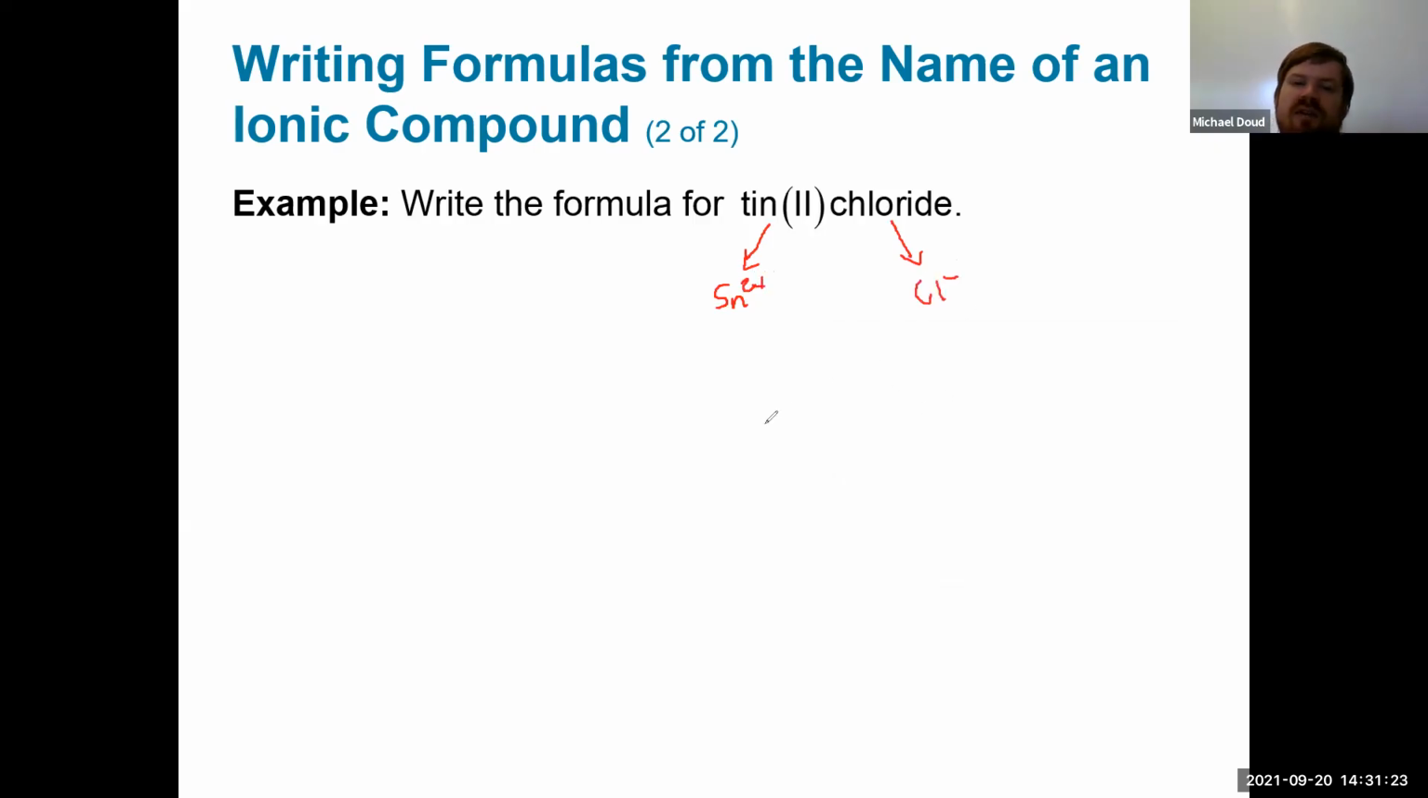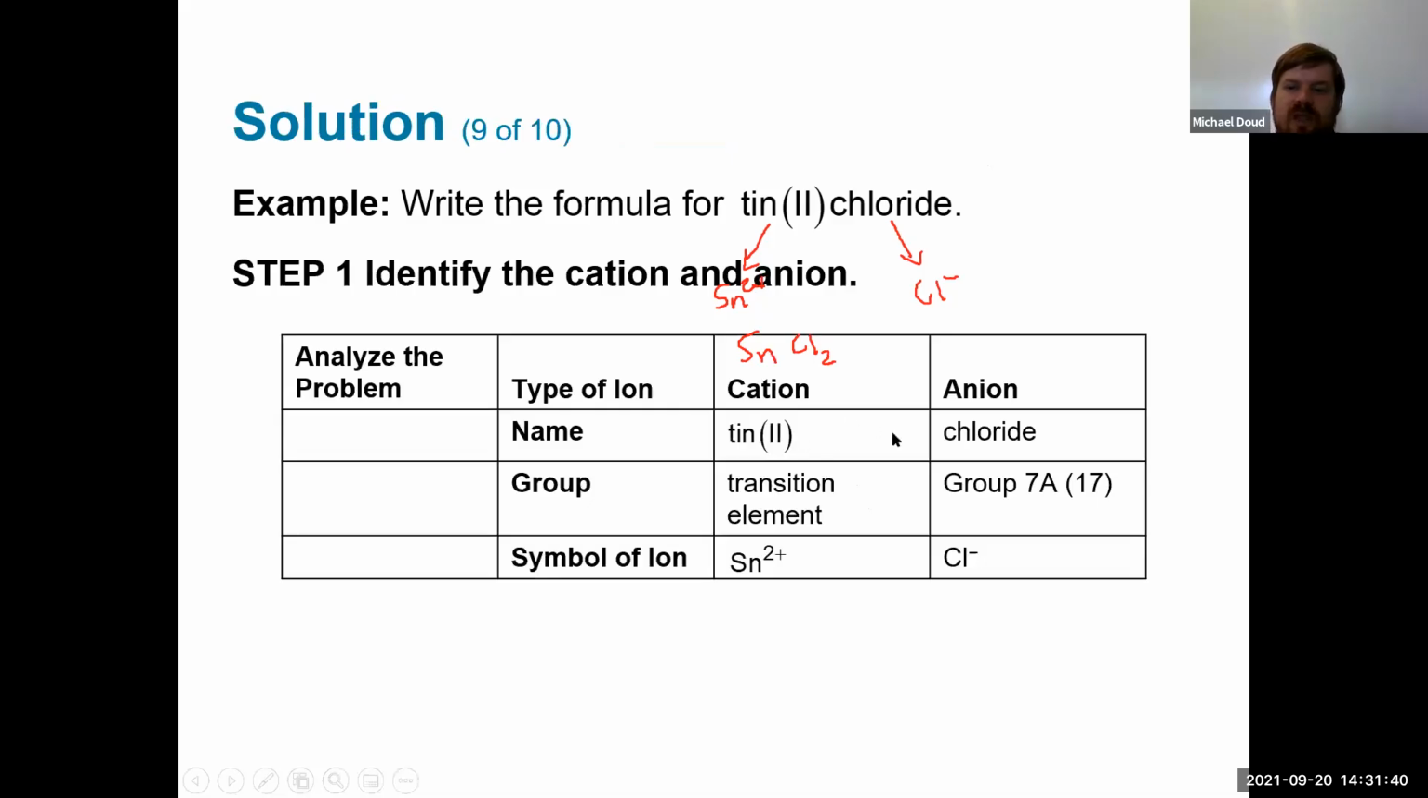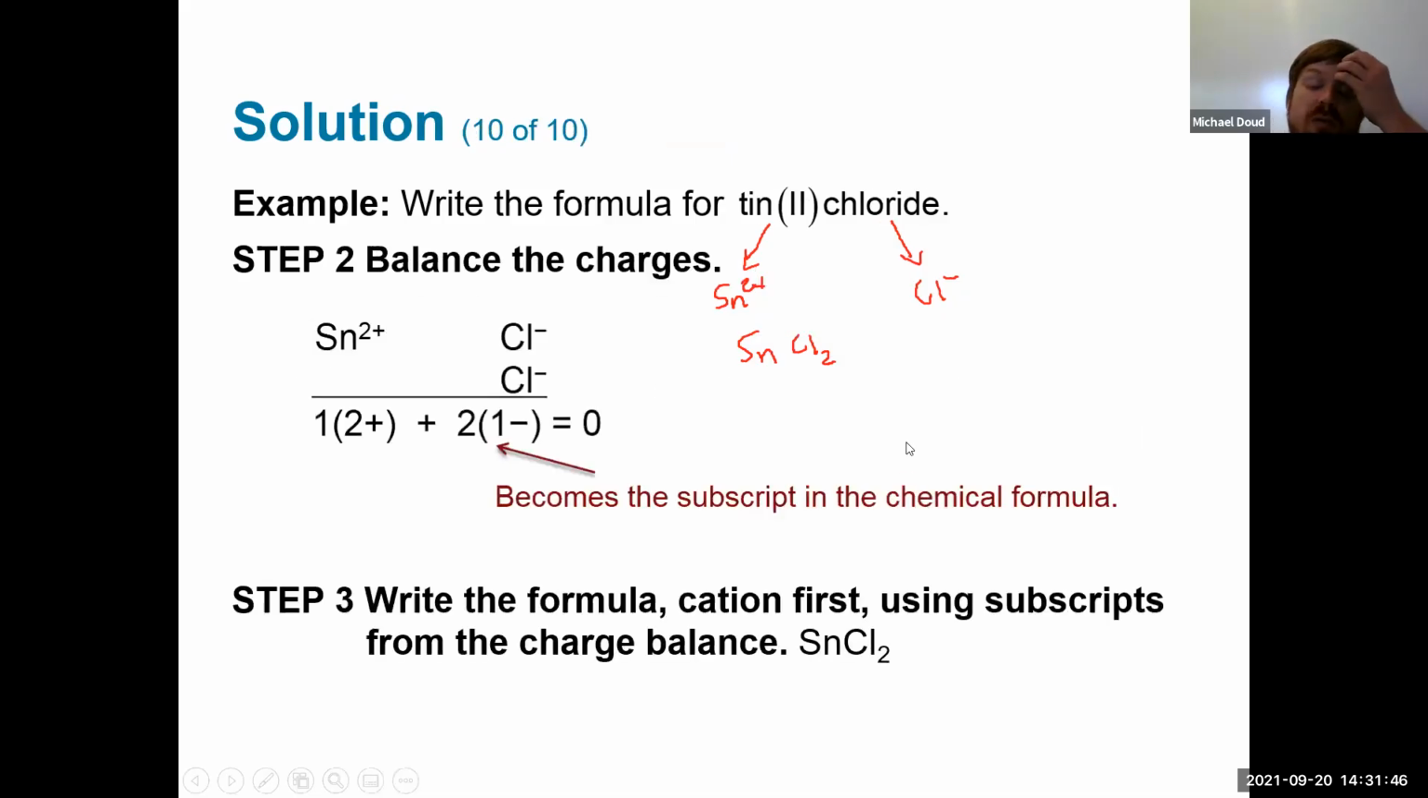Now, how do these come together to form a balanced ionic compound? Well, we have to have 2 of the -1 charges to balance out the 2 plus charge. That would give us SnCl2, like that. And that's how we do it. Not too bad, right? So this is exactly how I do it here. It's the same symbol of the ion. As long as you get the symbol of the ion, then you know that you can combine it to form a net neutral charge to balance your subscripts and balance your charges.